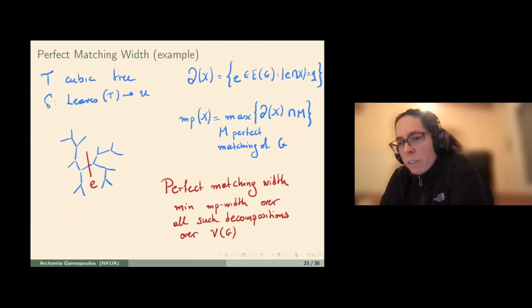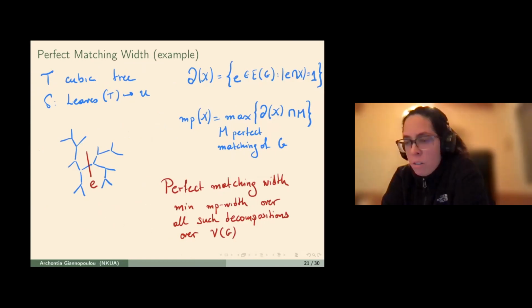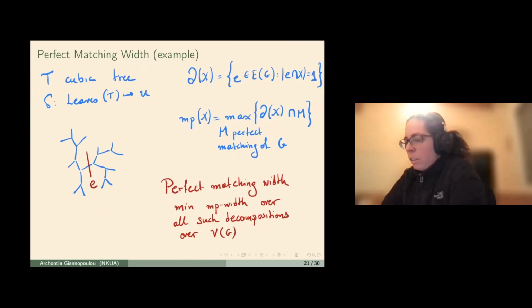So perfect matching width is actually the analog of tree width for us. And if you consider graphs with perfect matching and their orientations, directed tree width and perfect matching width are bounded by each other. One bounds the other.